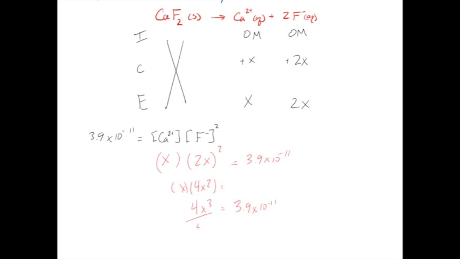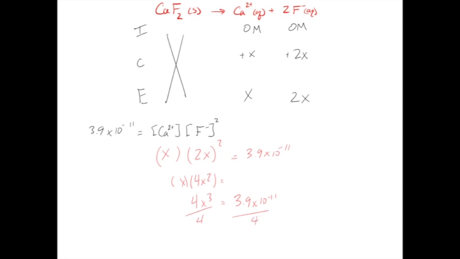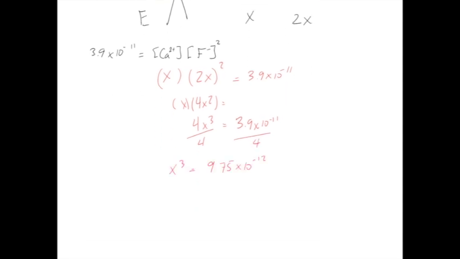Now we're going to divide by 4 on each side, and that gets us X cubed equal to 9.75 times 10 to the negative 12th. Now I just need to solve for X by taking the cube root on each side, and X is equal to 2.14 times 10 to the negative 4th molar. Since that is the X, that is our molar solubility, or basically what the concentration of the solution is at saturation.